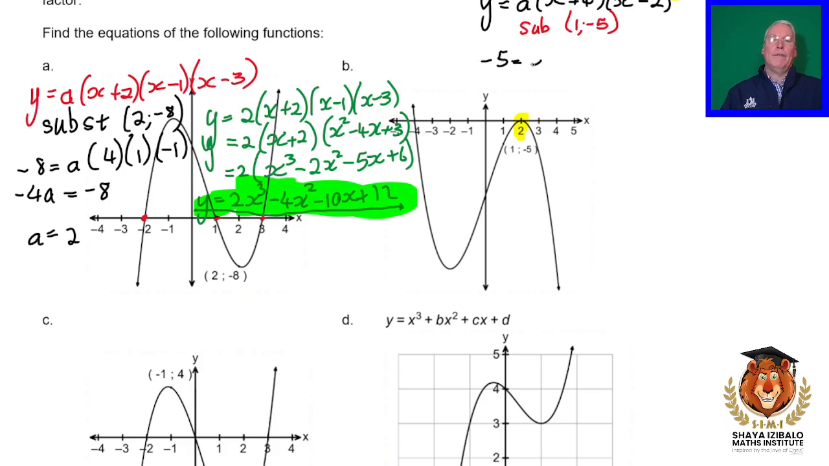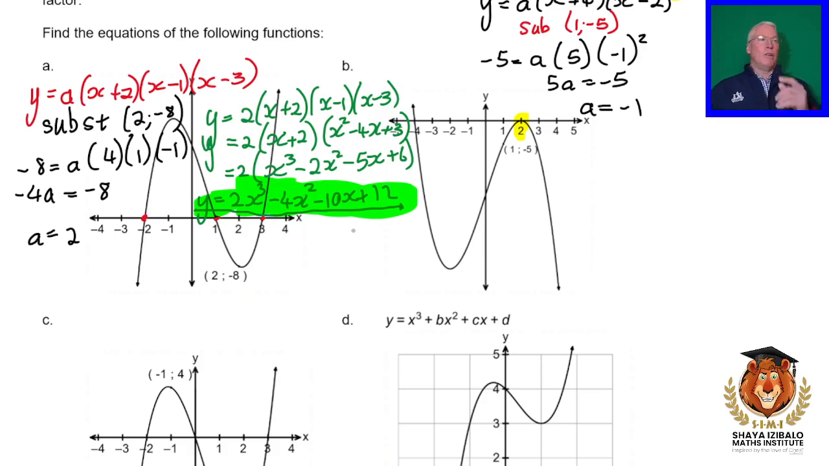So we get negative 5 equals a times 1 plus 4, which is 5. 1 minus 2 is negative 1, but when we square negative 1, it becomes positive 1. So we actually get 5a equals negative 5, so a equals negative 1. Did we expect a negative coefficient at the front here? Yes, because this graph's going downhill first. Remember that little trick.